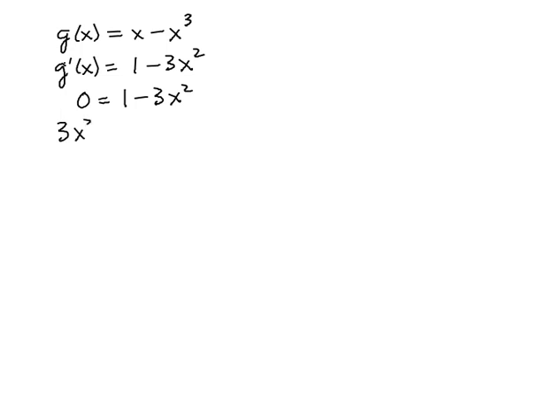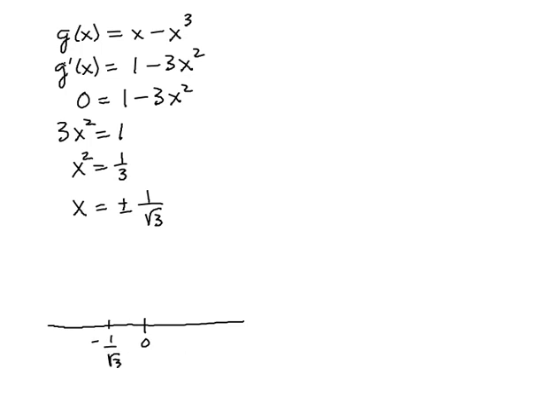And I'll have 3x squared then equal to 1. X squared is 1/3. X is equal to plus or minus 1 over the square root of 3. So I've got some critical points here, a negative 1 over the square root of 3 and a positive 1 over the square root of 3. And that kind of breaks up the domain of the function into intervals.